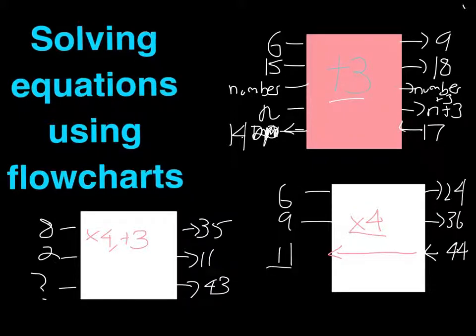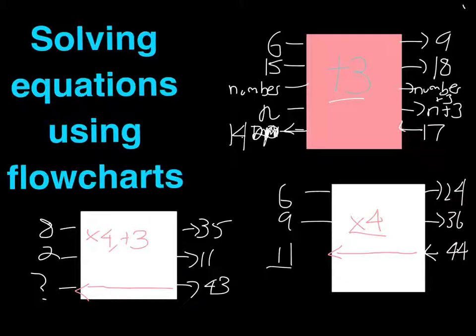Now, when I have 43, I'm going to do the same thing and go the other way through the machine. Problem is that I will get different answers depending on which operation I reverse first. So if I do 43 and then divided by 4, I get 10.75. Then minus 3, you get 7.75. And that doesn't sound right to me. So it's important that I actually reverse the order of operations when I'm solving equations.